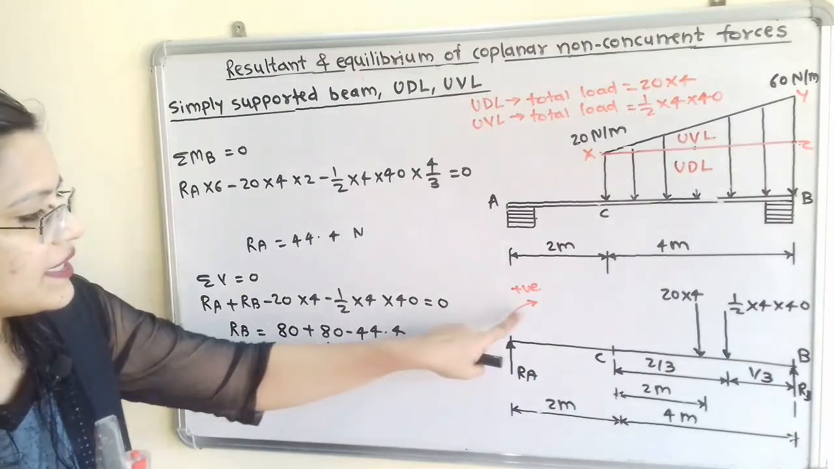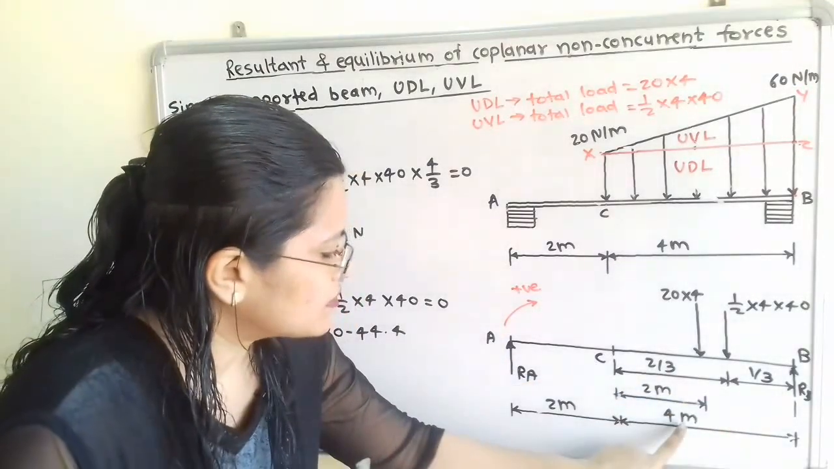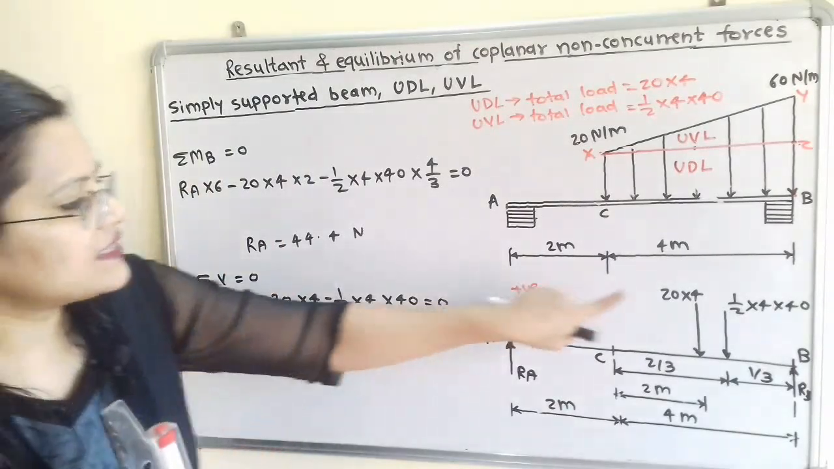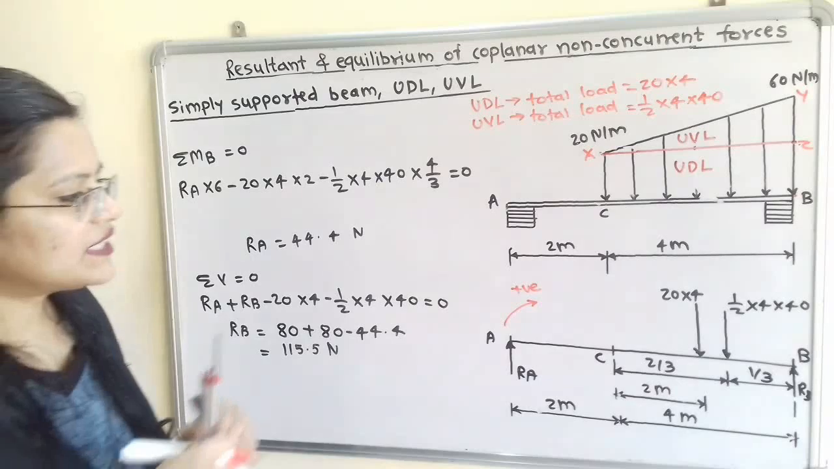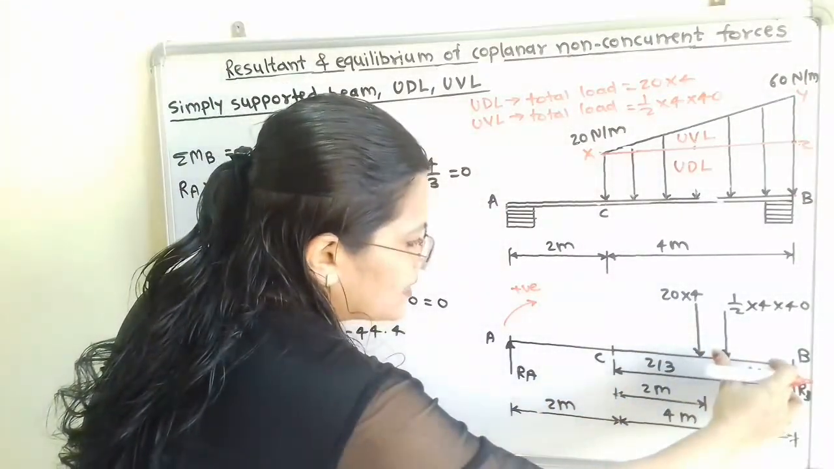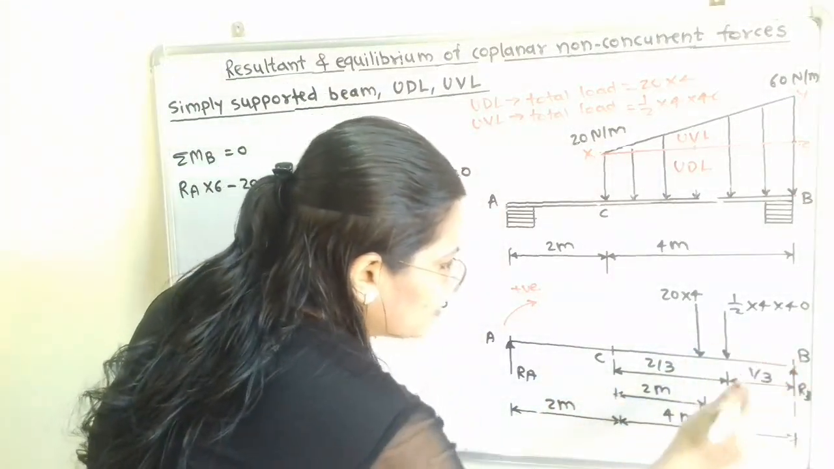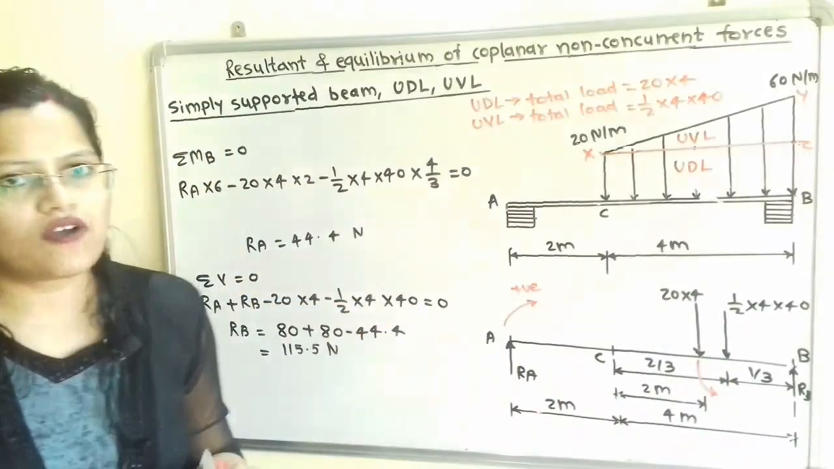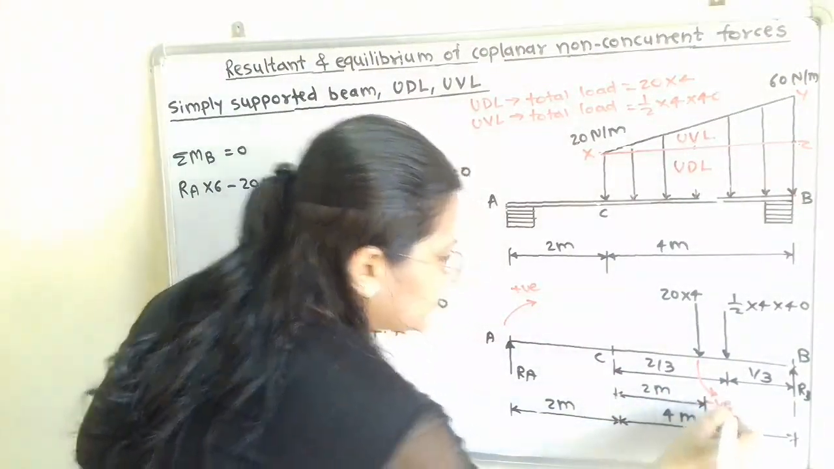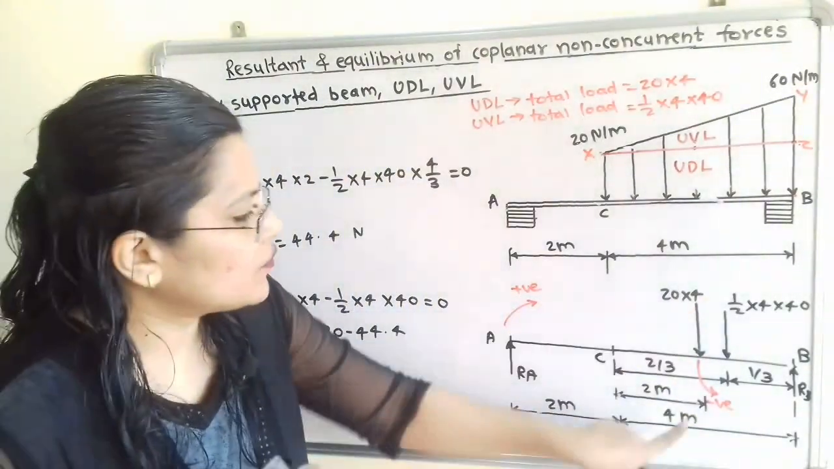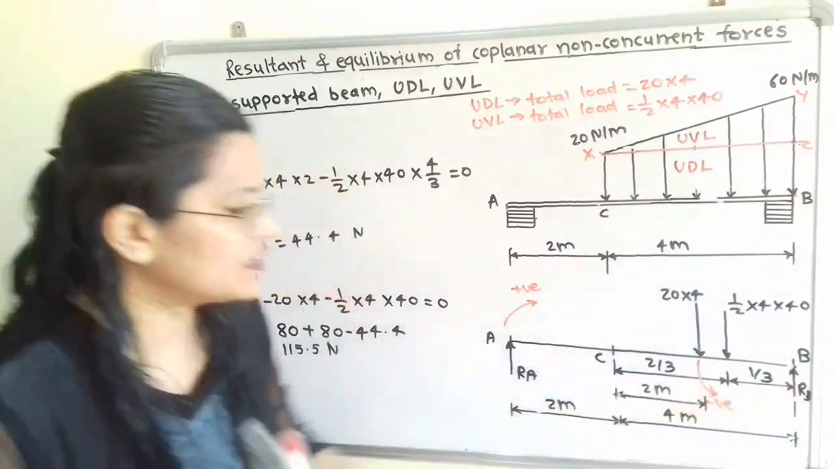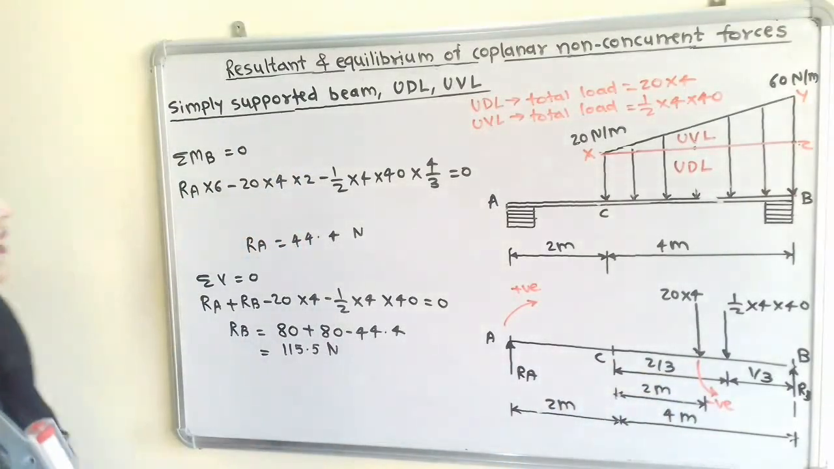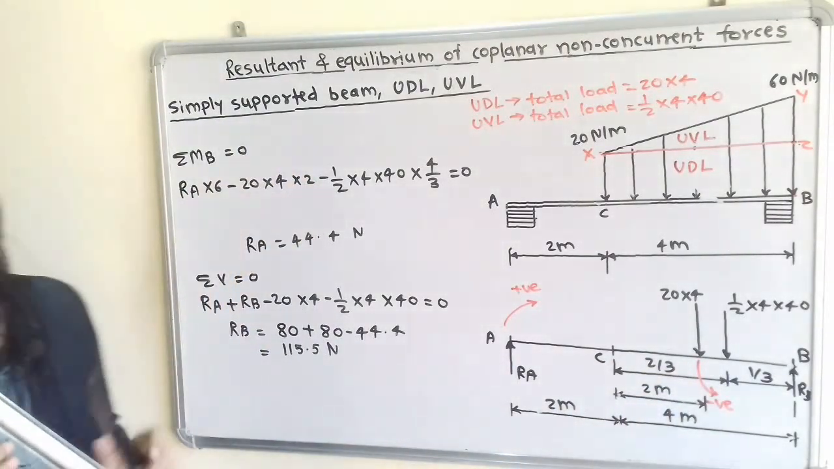So RA multiplied by the perpendicular distance 4 plus 2, that is 6. RA multiplied by 6. Next is 20 into 4. This is the point load in the downward direction. If I move the compass in the direction of this 20 into 4, it is the anti-clockwise direction, so we have to use a negative sign. So minus 20 into 4 multiplied by the perpendicular distance. If we observe, this is the middle point, so the perpendicular distance is 2 meter. So minus 20 into 4 into 2.